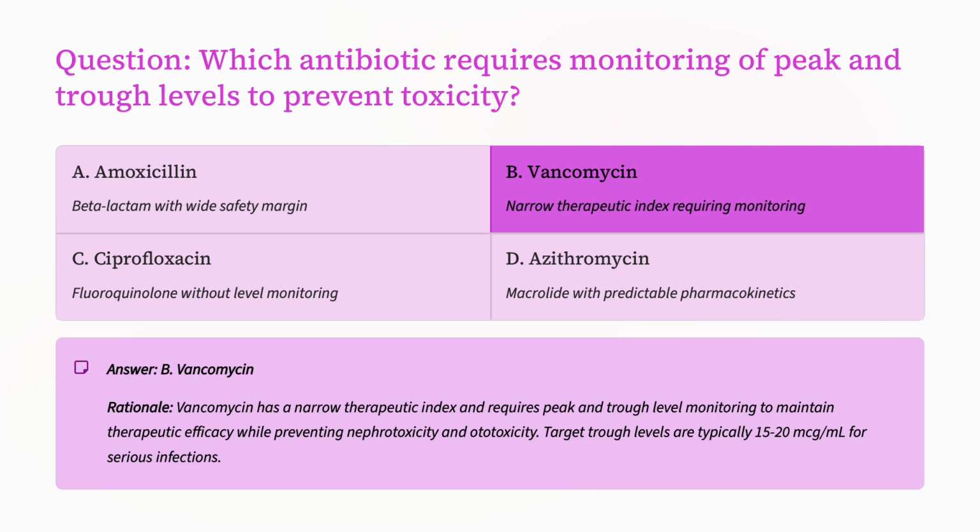Vancomycin has a narrow therapeutic index, and we have to monitor. This is given IV to patients. They have to be inpatient at the hospital, and it needs regular peak and trough lab work drawn to make sure it's in a therapeutic range and that it's not being toxic. Vancomycin is known to cause ototoxicity, which is problems with the ears, deafness, and ringing in the ears, and nephrotoxicity, which means it's harmful to the kidneys. We have to make sure it is not getting too high in the blood or causing toxicity. So the answer is B.